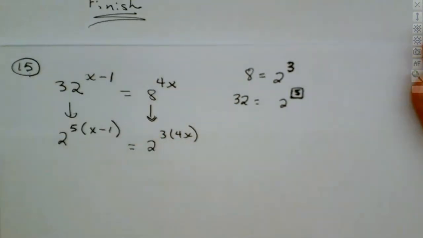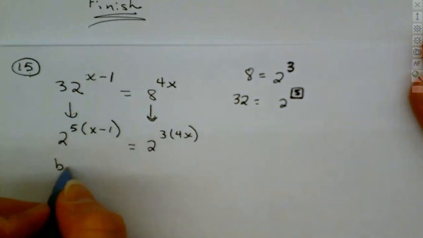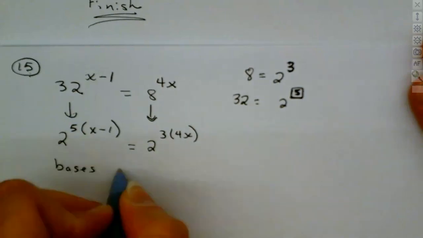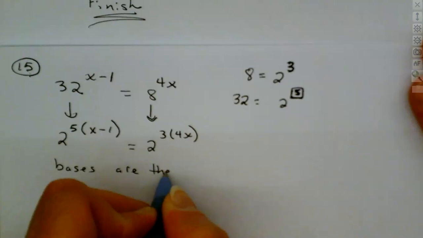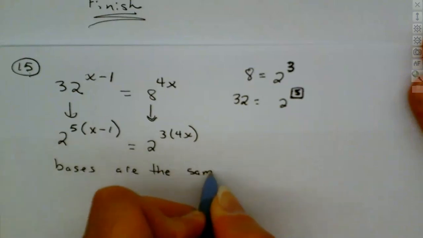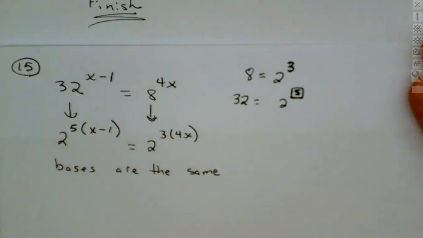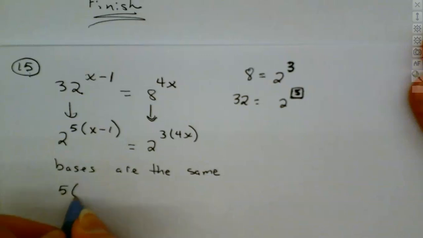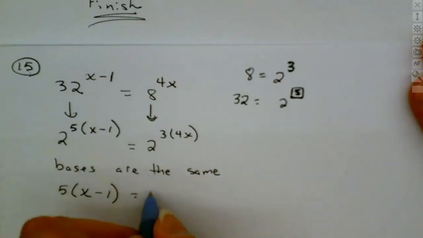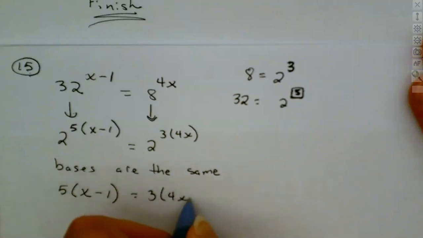Are my bases the same? Yes, the bases are the same. So what does my equation now look like? It looks like 5 times x minus 1 equals 3 times 4x, and you can finish it from there.